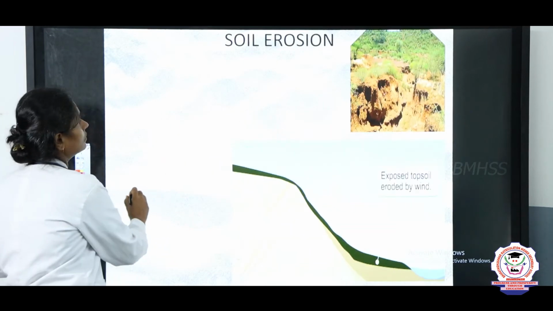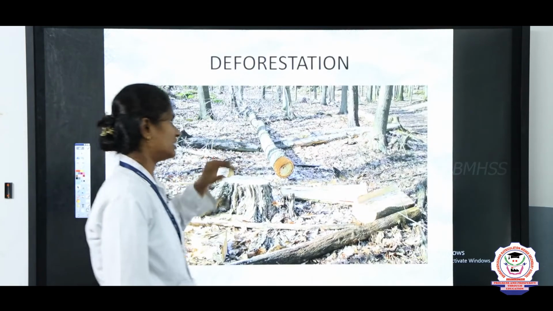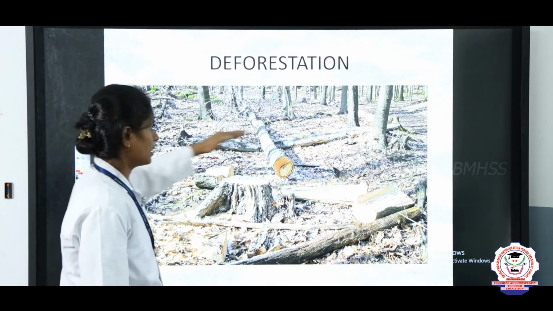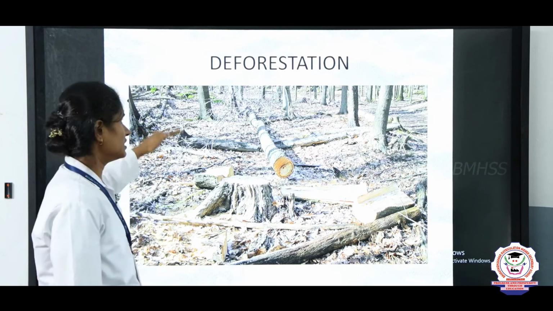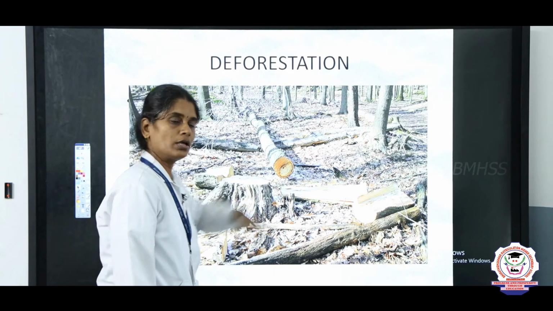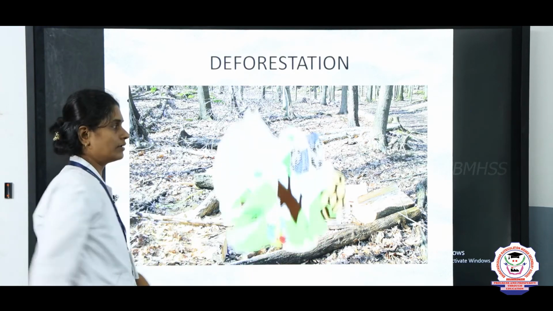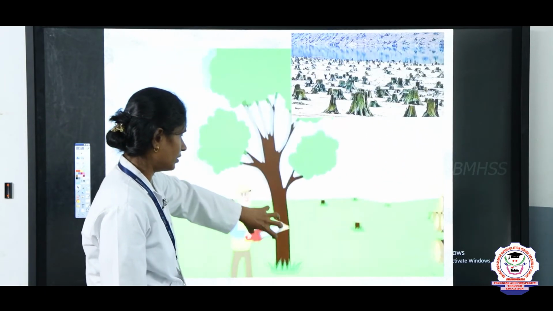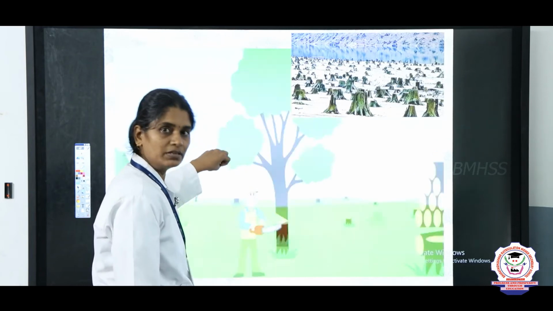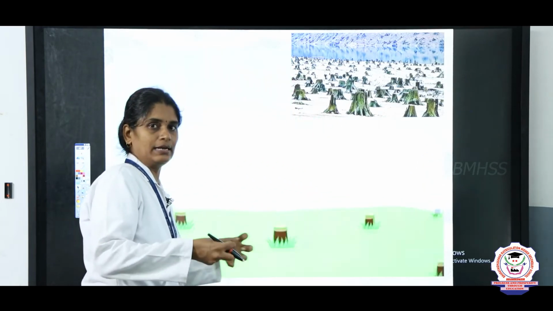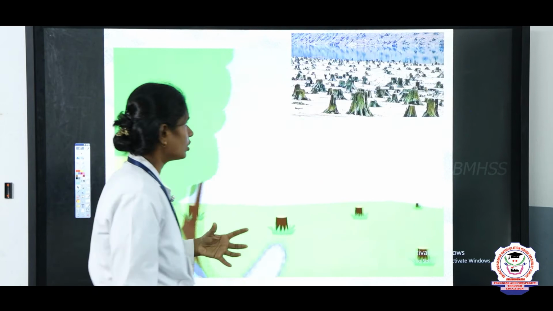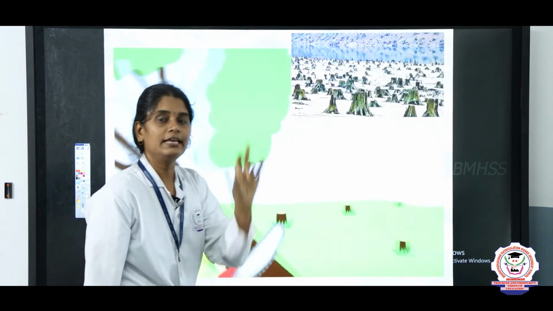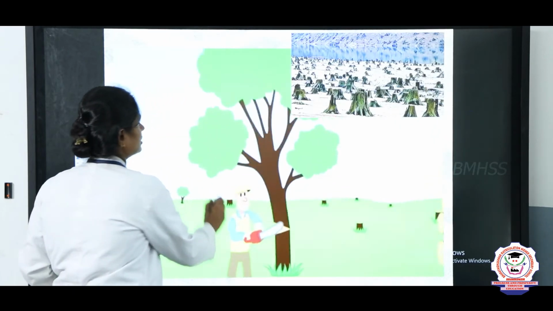So the first one, deforestation. Cutting down of trees, indiscriminate felling of trees, is the cause for soil erosion. Once we cut the trees, we cannot prevent the roots from holding tightly, right, and thereby there is a chance for soil erosion. So this is about deforestation. Deforestation means removal, cutting down of trees, that is indiscriminate felling of trees.